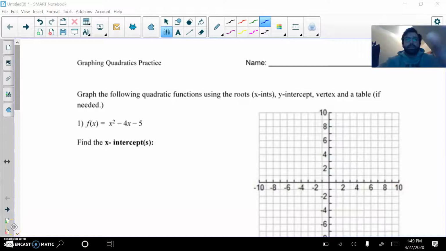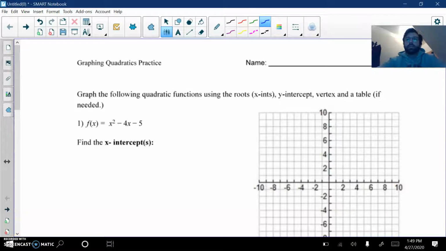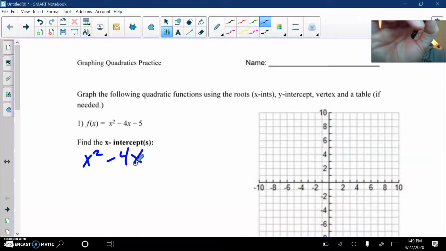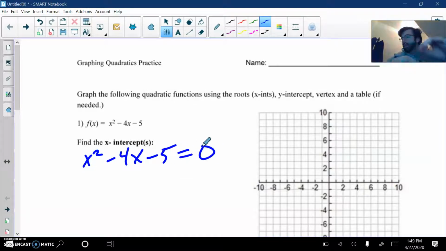All right, let's continue to practice graphing some quadratics that are in standard form. I want to graph the quadratics, find the x-intercepts or roots, the y-intercept, the vertex, and a table if we need to. First thing I want to do is find the x-intercepts. I'll set my function equal to 0: x squared minus 4x minus 5 equals 0. And my goal is to factor and solve this.